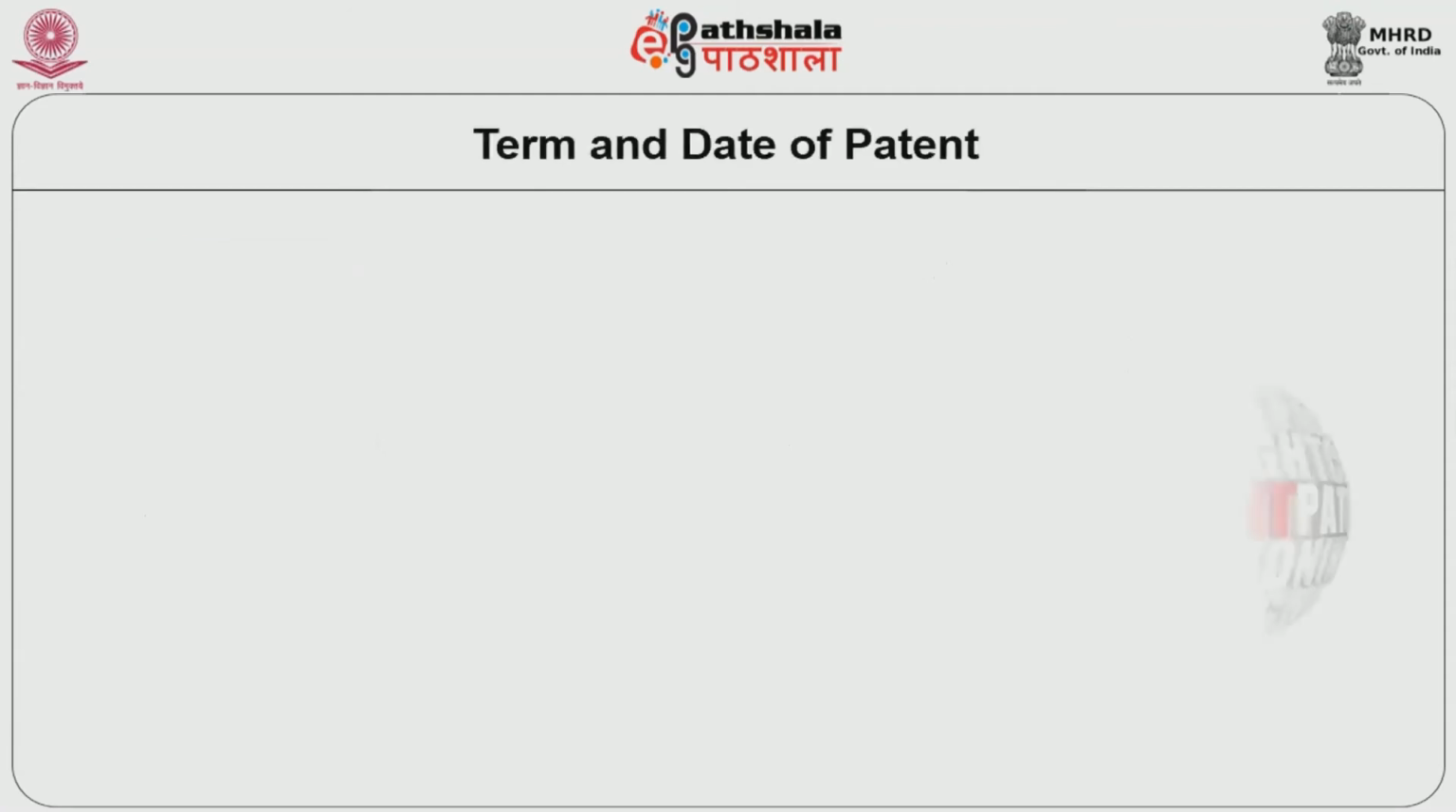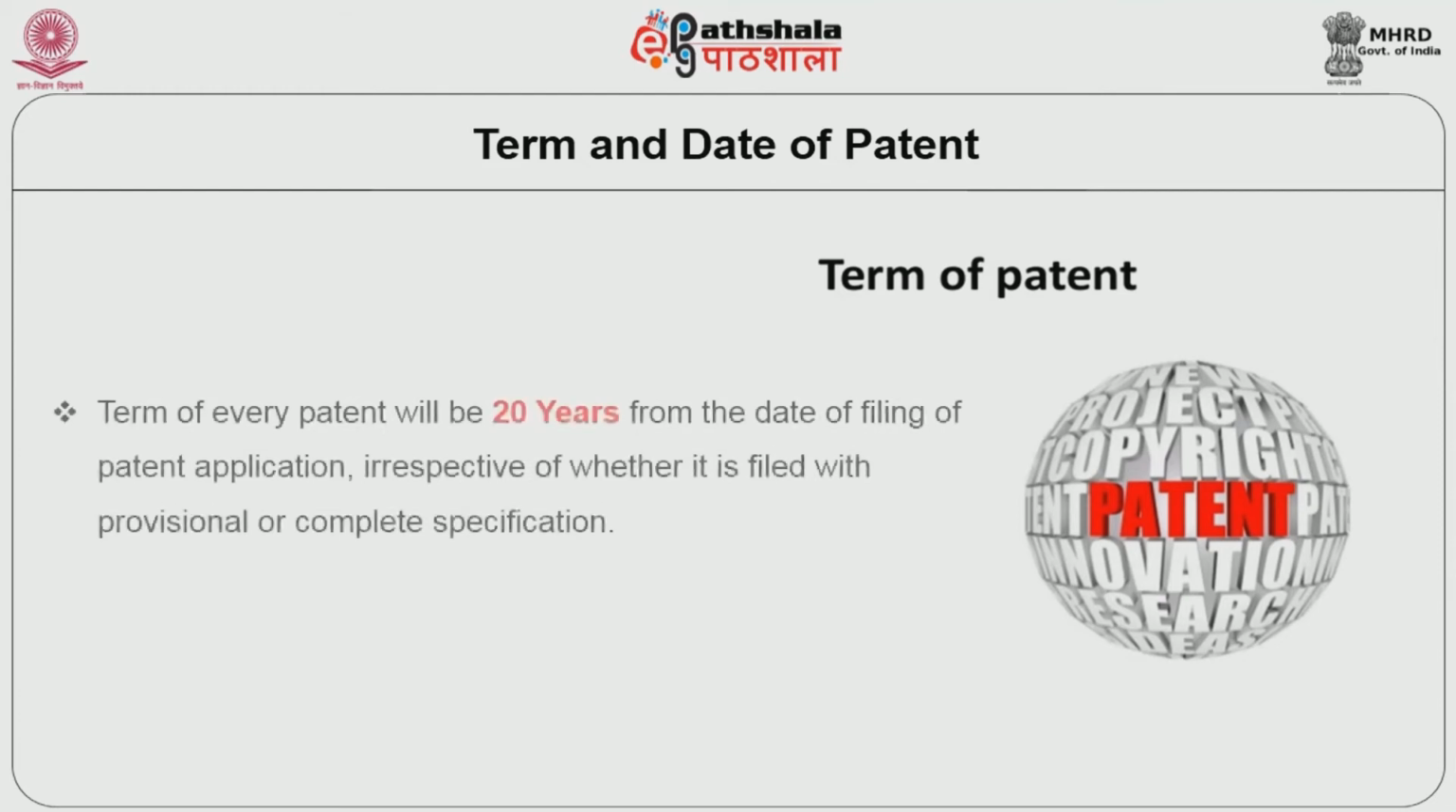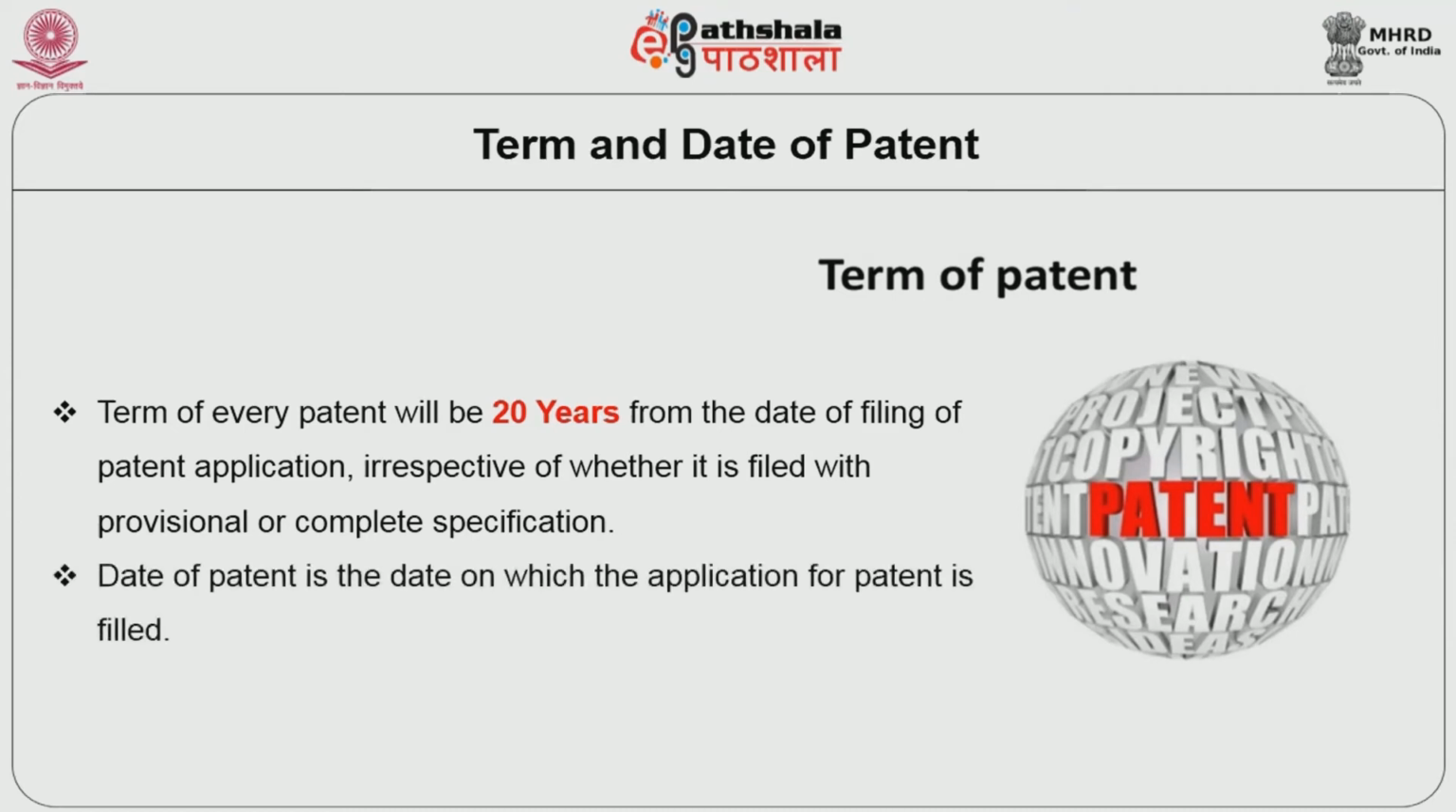Then what is the period the protection is given? That is called the term of patent. It is 20 years. Previously in India it was only 14 years. Now universally the term of patent is 20 years. The 20 years starts from the date on which the application is filed.